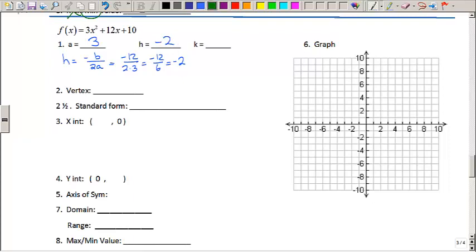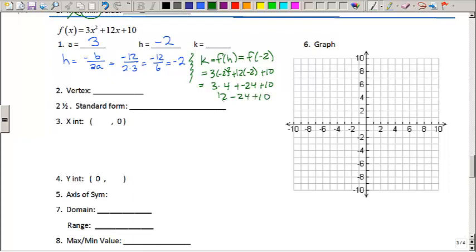Now that I found my h, to find my k, k is equal to the function's value at h. So I plug in my h of negative 2, which is 3 times negative 2 squared plus 12 times negative 2 plus 10. So 12 minus 24 is negative 12, and negative 12 plus 10 is negative 2. So my k is negative 2. Putting my h and my k together, I'm getting a vertex of negative 2, comma, negative 2.